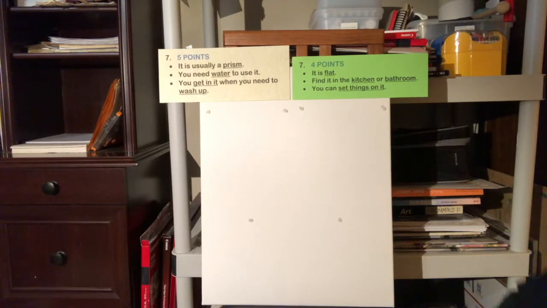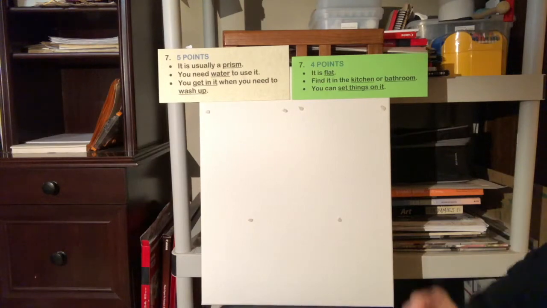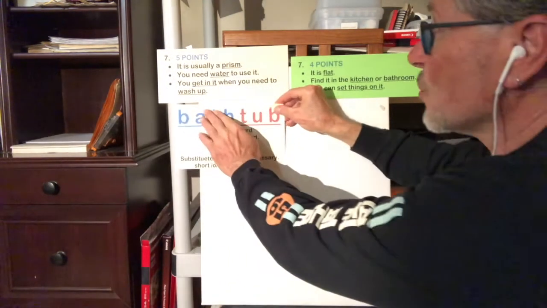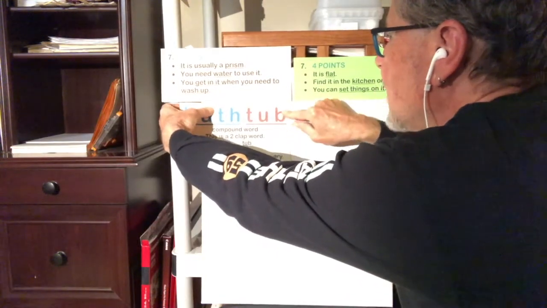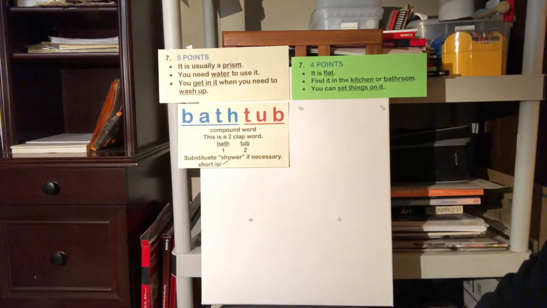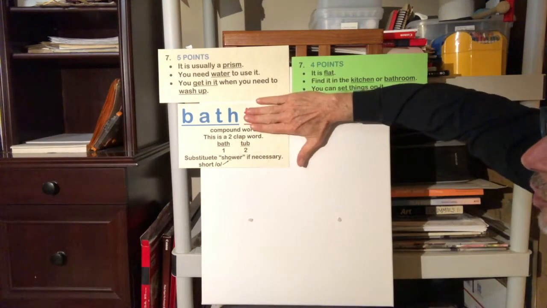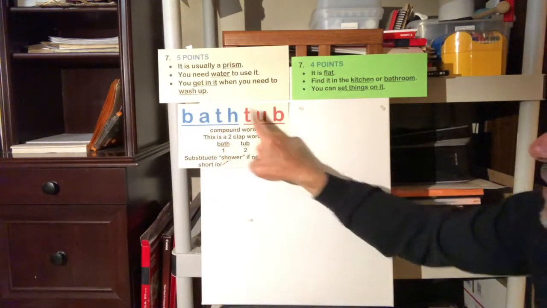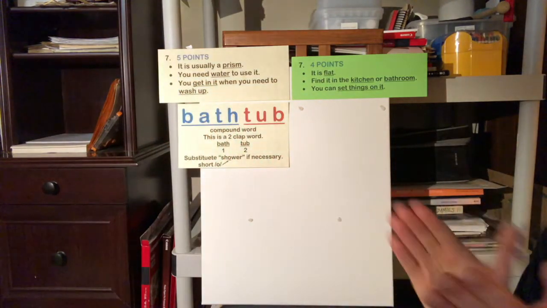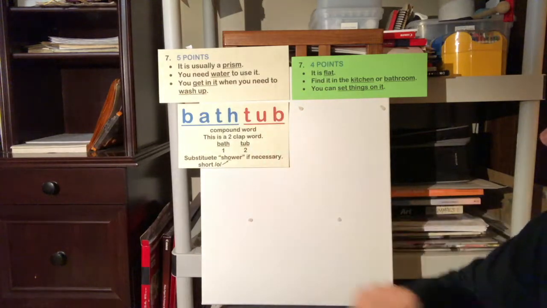Now, kindergartners, this is your first 2-clap word, which is why it's worth 5 points. It's not only a 2-clap word, it's a compound word, just like the one that the first graders had a while ago. Here's the first word. Here's the second word. Sound out each word together. It makes 2 claps. 1, 2.